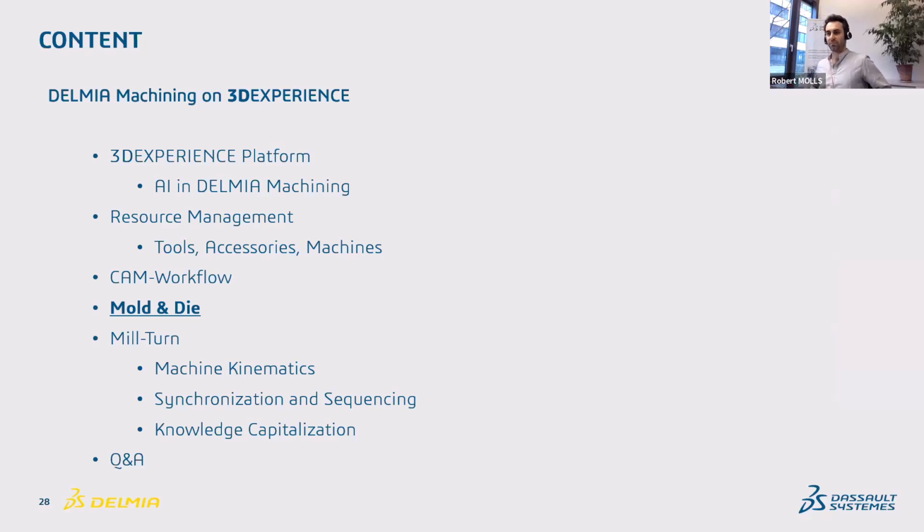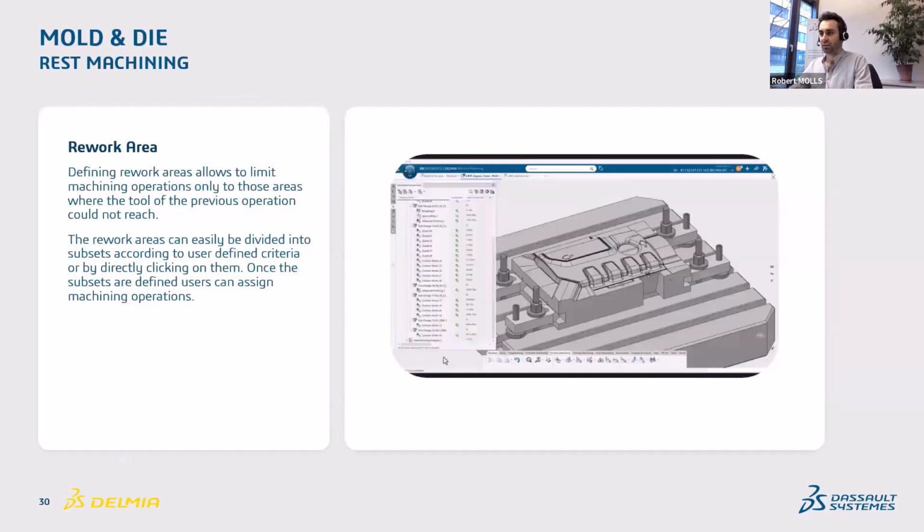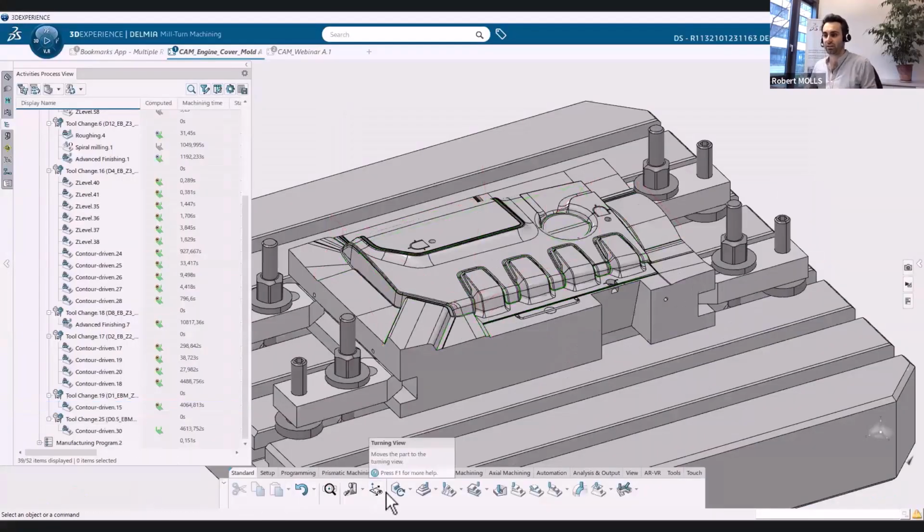So now I want to focus a little more on mold and die machining. First of all, there are of course a lot of very intricate, detailed features in mold and die. So we want to really focus our toolpaths, or limit our toolpaths, to those areas in which we have remaining material. And for this, we can define rework areas.